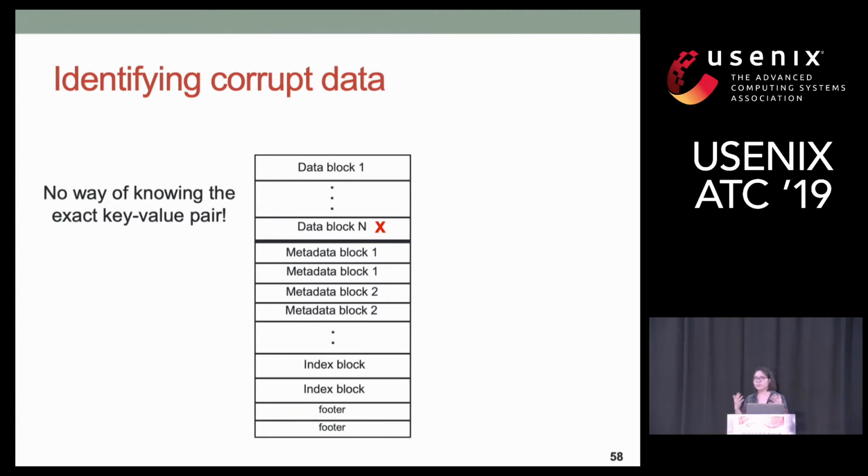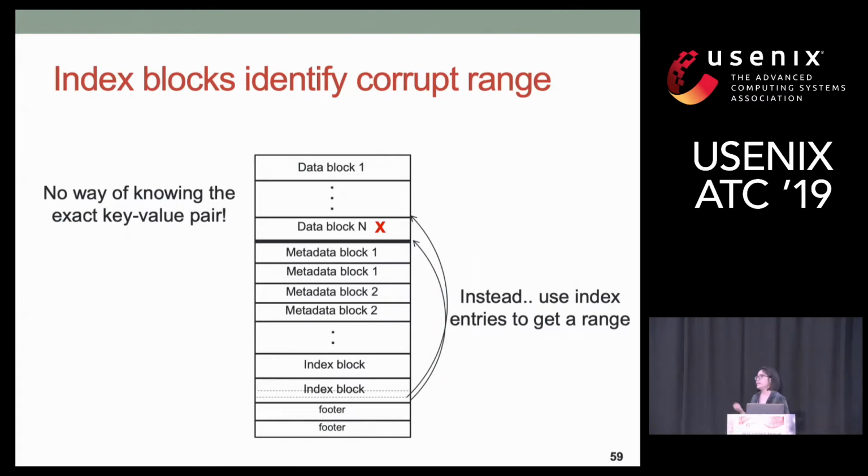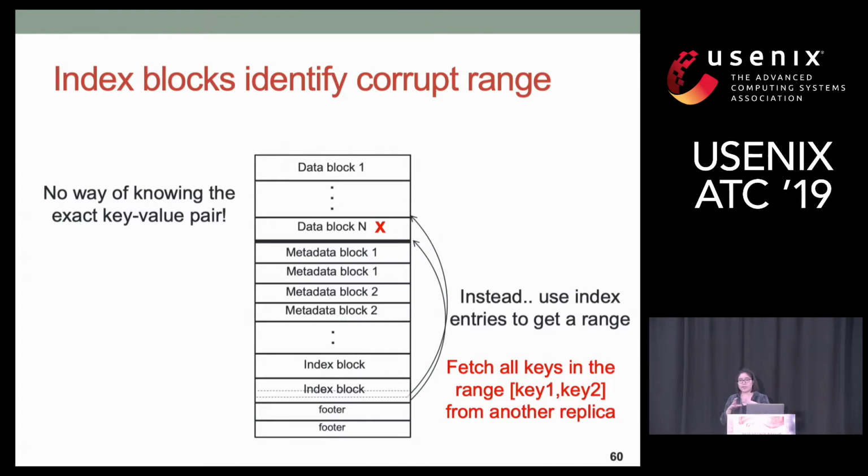And so what you have to do is figure out which key-value pairs you actually need to recover. And there's no way of doing that because your data block is corrupted. So instead, we use the index block entries in the SST file to get a key range that we need to recover. This index block will tell us that, for example, we need to recover all keys in some key range, key 1 to key 2, in order to fix this corrupted data block. Even though a key range is a higher granularity than recovering just a single key-value pair, this is a much smaller granularity than recovering an entire data node, which is what ZippyDB does now.